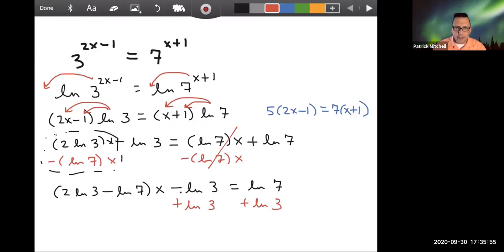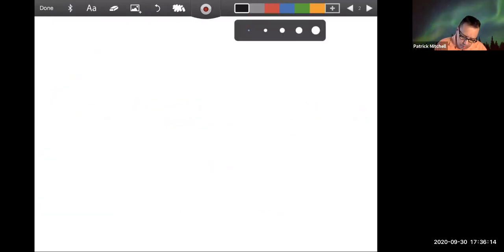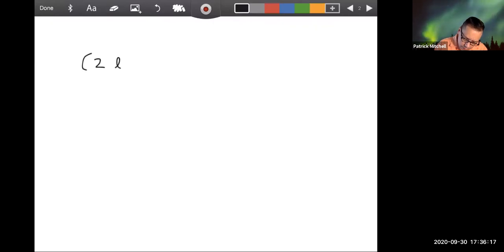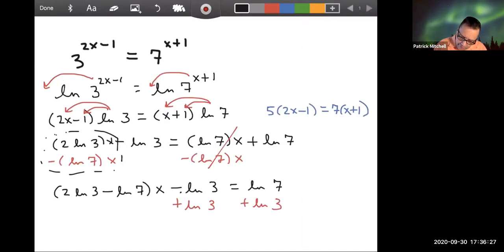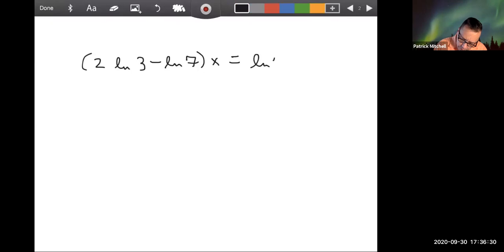All right, so I think what I need to do now is go to the next screen, and hopefully I will remember. I may have to switch back and forth to make sure that I'm copying this correctly. So 2 ln 3 minus ln 7 times x equals, let me go back and peek, natural log 7 plus natural log 3. All right, we're almost done.